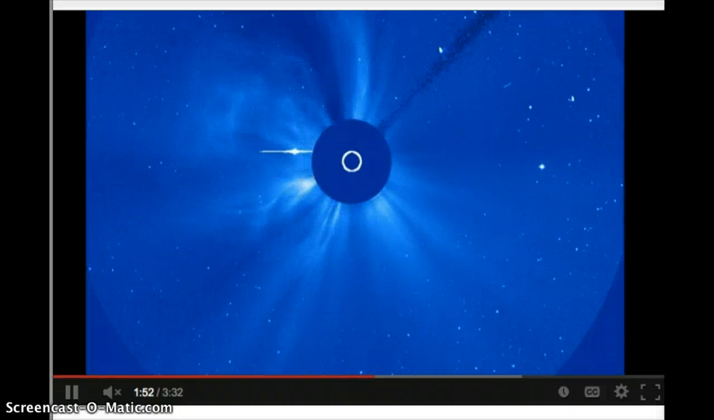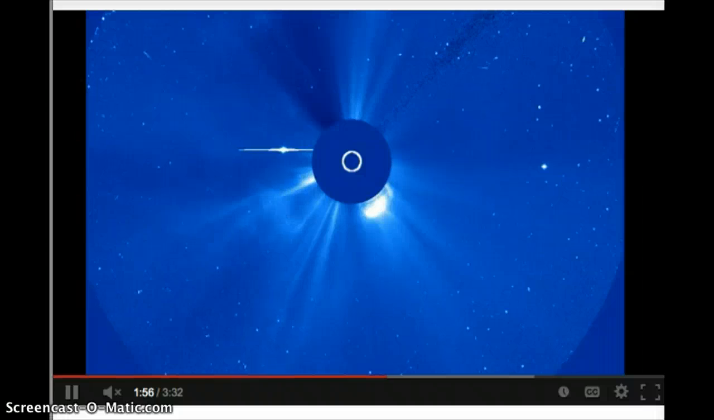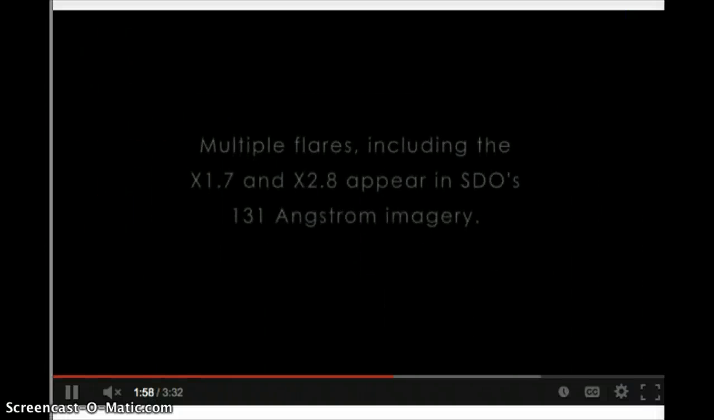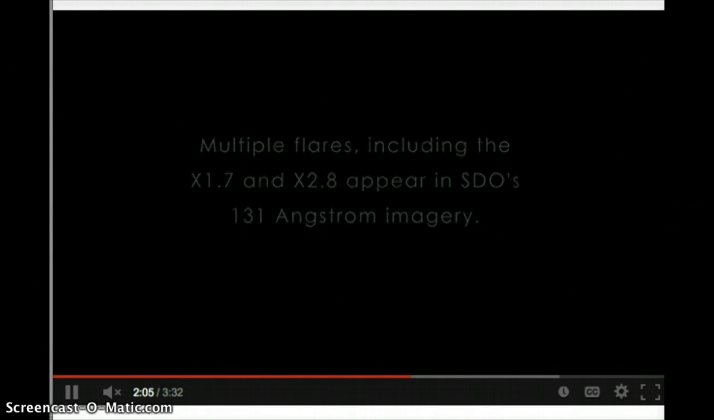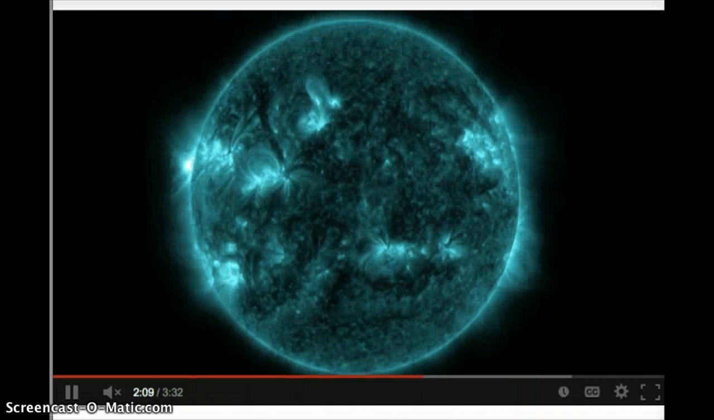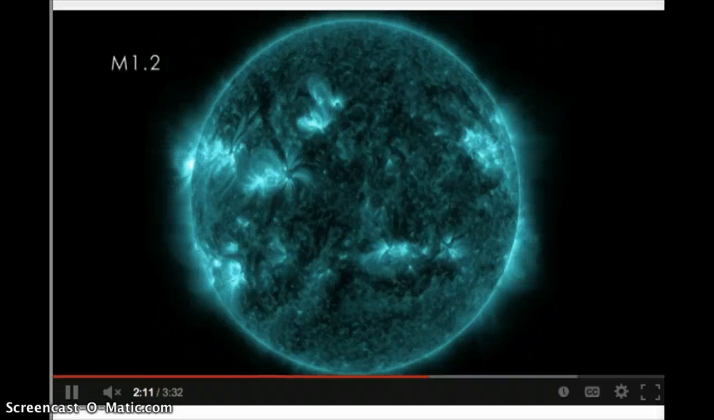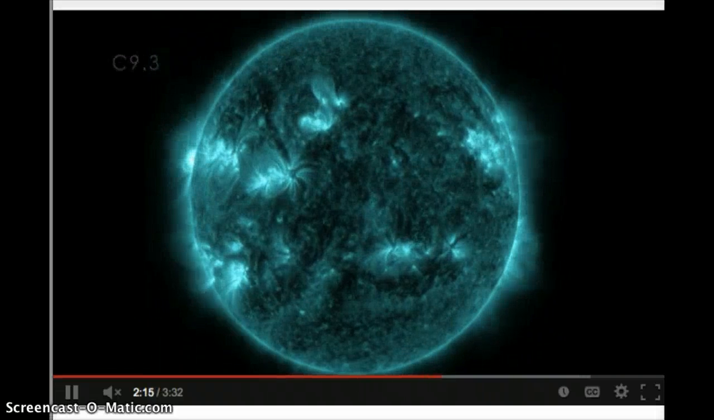These charged particles interact with the Earth's magnetic field and produce the aurora. In the northern hemisphere, the aurora is called the aurora borealis. In the southern hemisphere, the aurora is called the aurora australis. This is another view of the sun by a different lens.